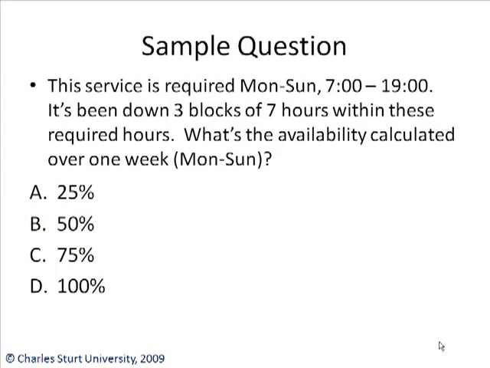What's up, Doc? It's a simple question. This service is required from Monday to Sunday from 7 in the morning until 7 in the evening, so 7 days a week. It's been down for 3 blocks of 7 hours within these required hours. So, what's the availability calculated over 1 week from Monday to Sunday? I'll give you a couple of seconds to think about the answer, and then, as usual, we move on.